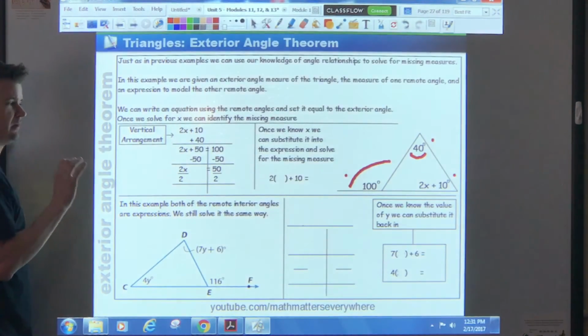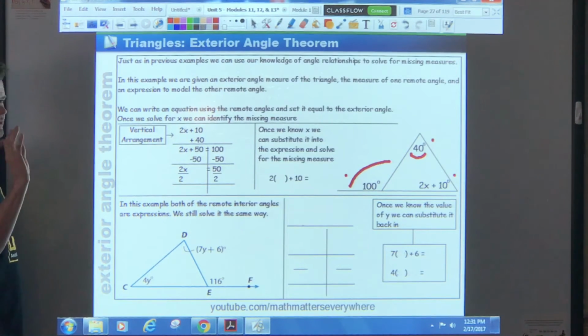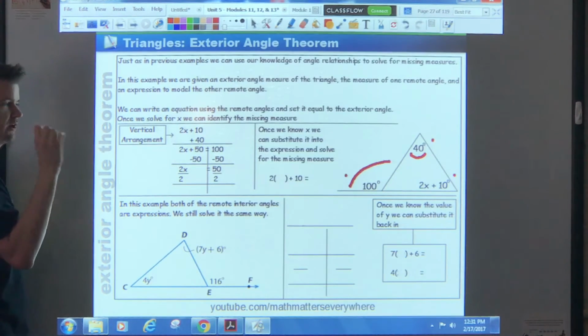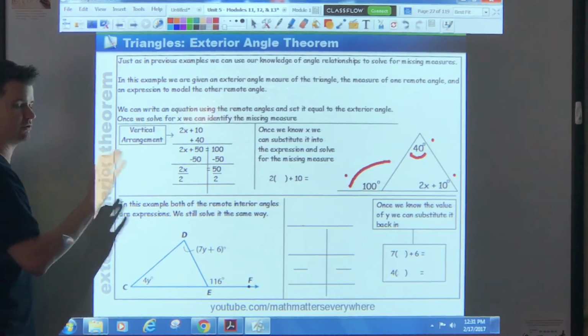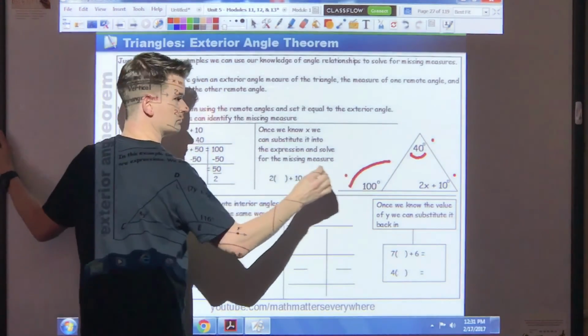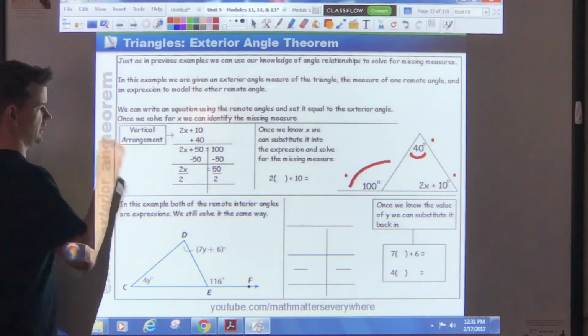That is the most common mistake. Oh, it's a triangle, so it's always 180. Only if you're inside the triangle. Once we go outside, we're setting it equal to the remote angle. You with me? Alright. Then we go and we solve it.